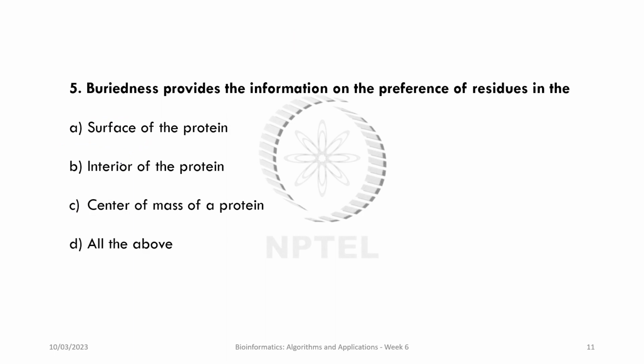Question 5. Buriedness provides the information on the preference of residues in the option A, surface of the protein, B, interior of the protein, C, center of mass of a protein, and D, all of the above.